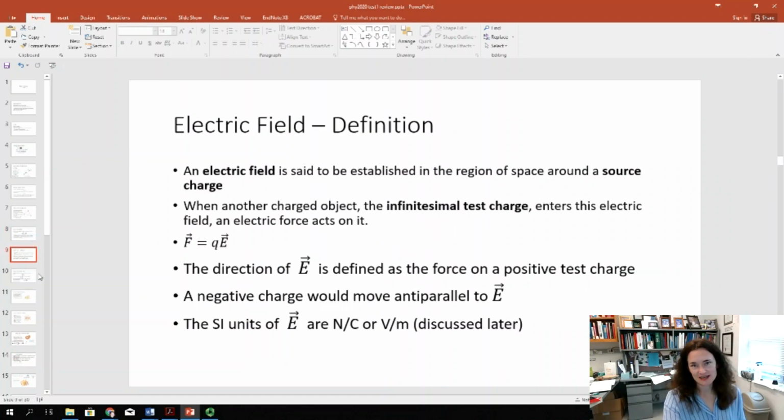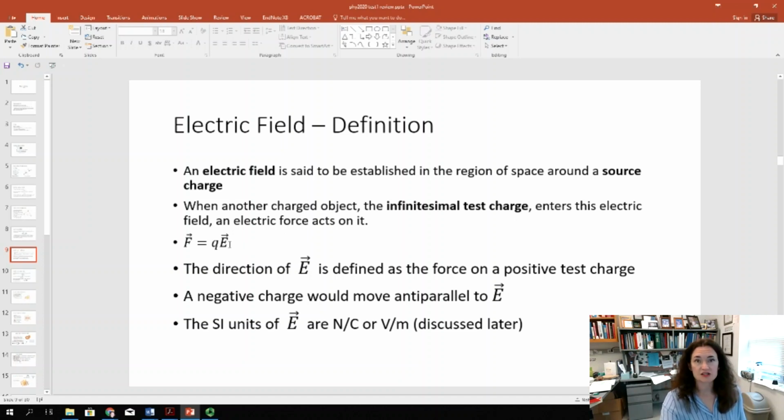All right, next idea, electric field. If you have charges, then what they do is they establish an electric field in the region of space surrounding them. So the charge that establishes the electric field we typically call the source charge. And then if you bring another charged object, which we usually consider to be teeny-weeny with respect to the source charge, or an infinitesimal test charge, then that charge will enter the electric field and have a force that acts on it.